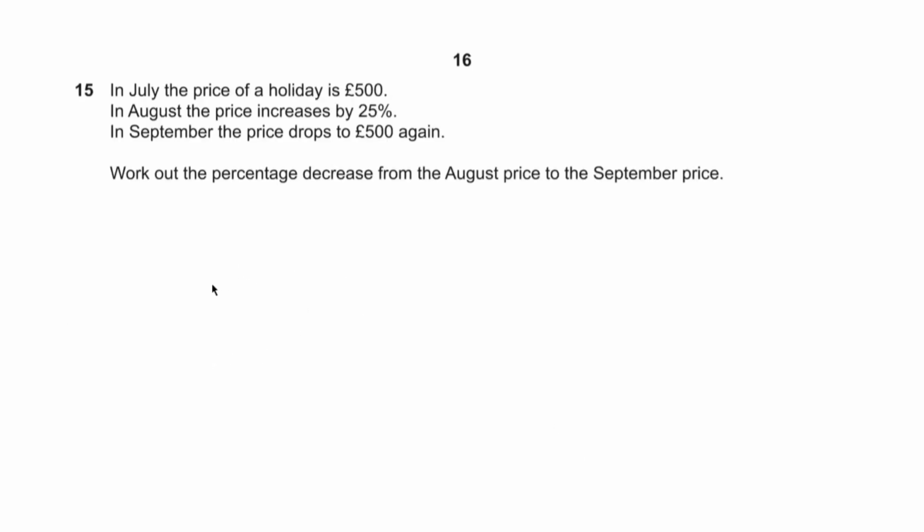Question 15. In August, the price of a holiday is £500. In August, the price increases by 25%. In September, the price drops to £500 again. We have to work out the percentage decrease from the August price to the September price. So what we can do is find out the price in August.